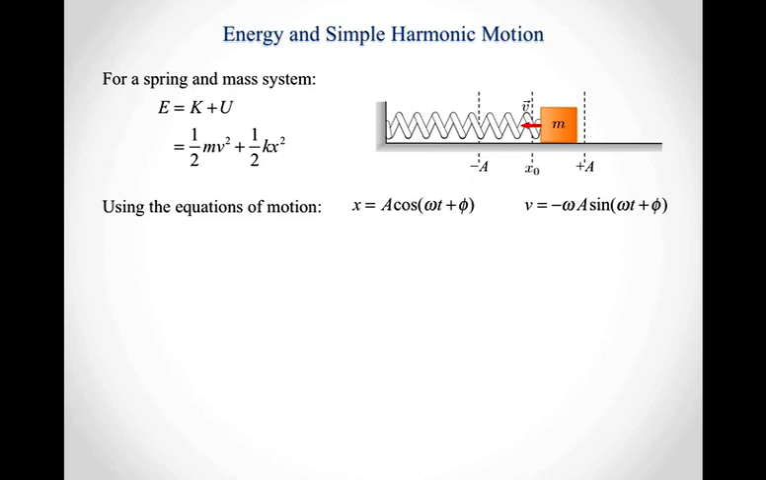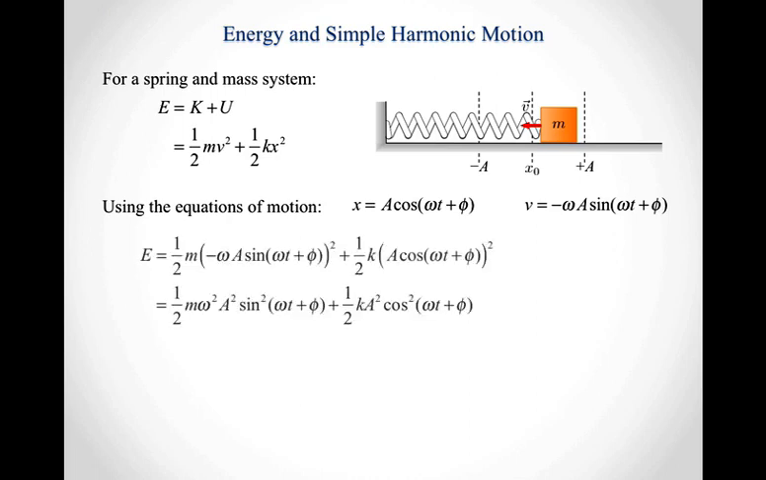Well, I can use my equations of motion here. And so I know that x is a cosine(omega t plus phi), that v is negative omega a sine(omega t plus phi). And so I can plug that in and calculate out that the total energy ends up being this big expression. It's 1/2 m omega squared a squared sine squared(omega t plus phi) plus 1/2 k a squared cosine squared(omega t plus phi).